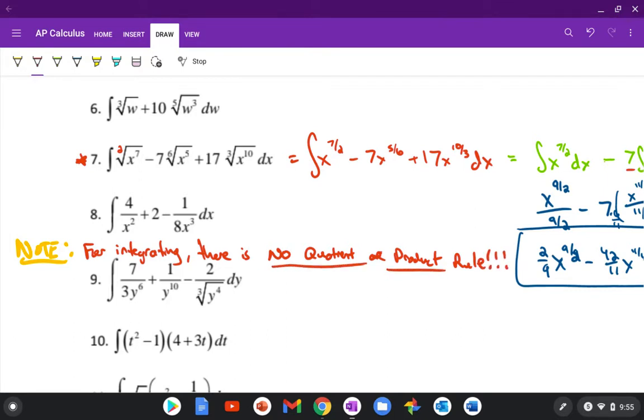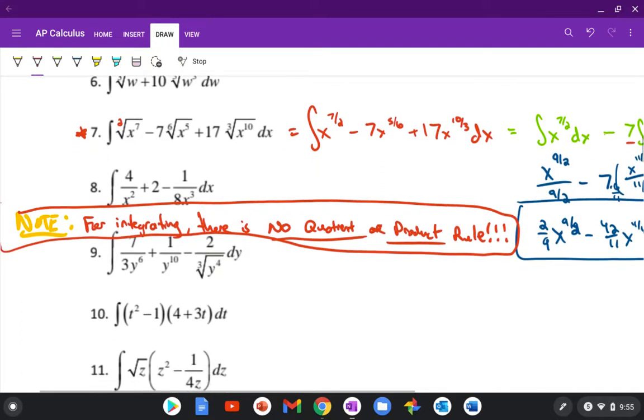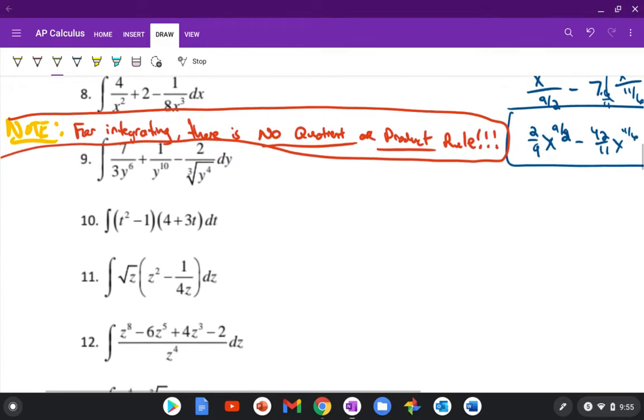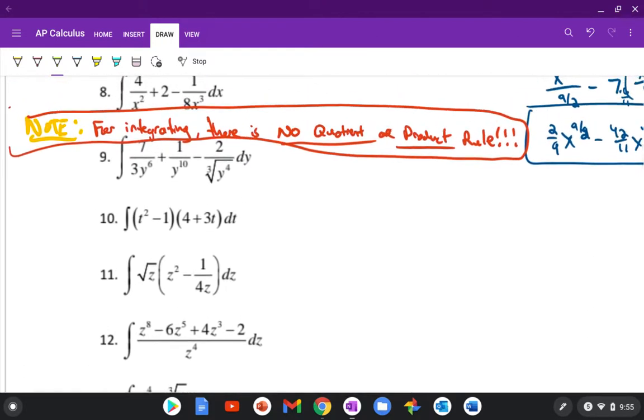No quotient or product rule. Now, why is this important? Well, if we take a look at some of these harder questions we're going to get to, for instance, this next one, number 9, you don't actually need to use a quotient rule for this, but it looks like you might end up needing to do that, right? At some point, start to think about it like on number 12 or number 13. You might start thinking, well, what's the quotient rule for anti-differentiating or integrating?